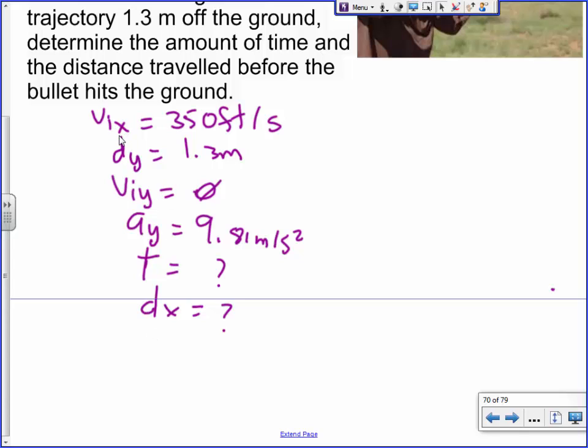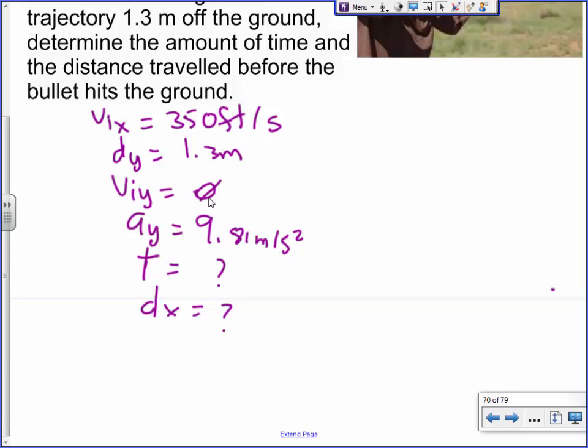This velocity initial in the x direction, is it ever going to actually change? Is there going to be a different final velocity in the x direction? Or is it just going to keep traveling that 350 feet per second for the rest of its ability to? You know what I'm saying here?